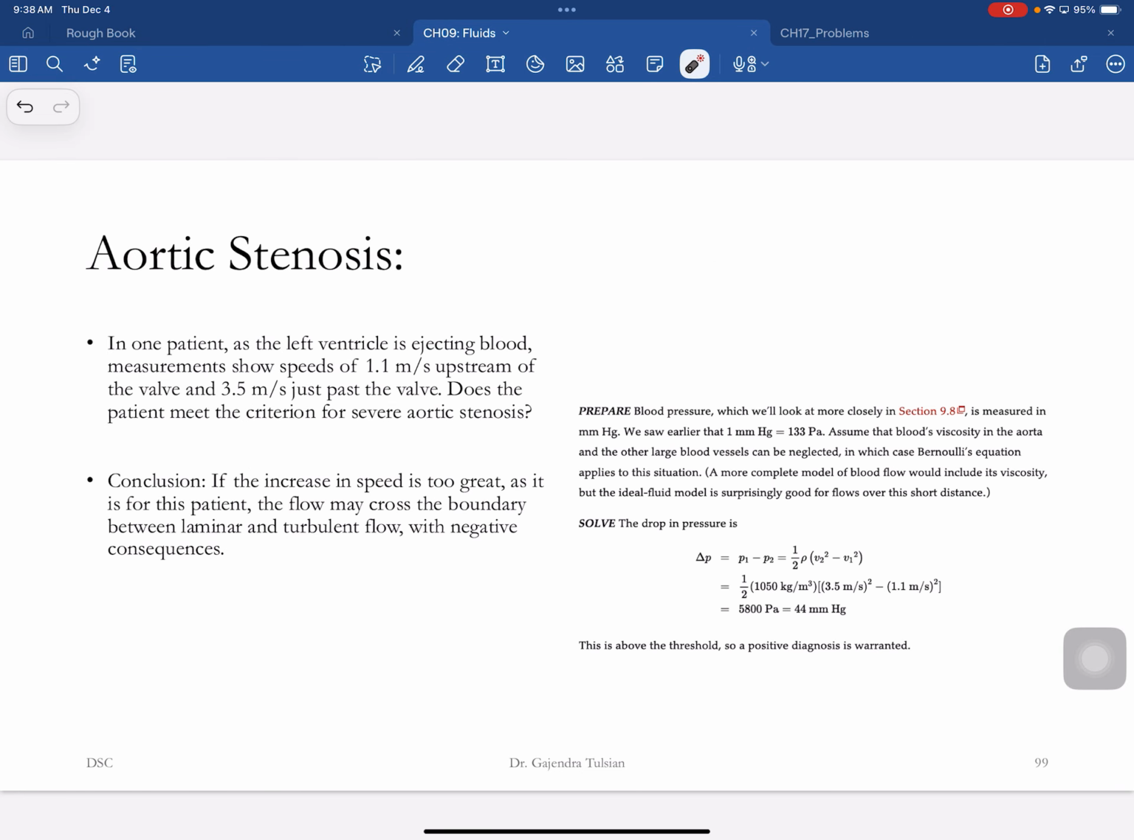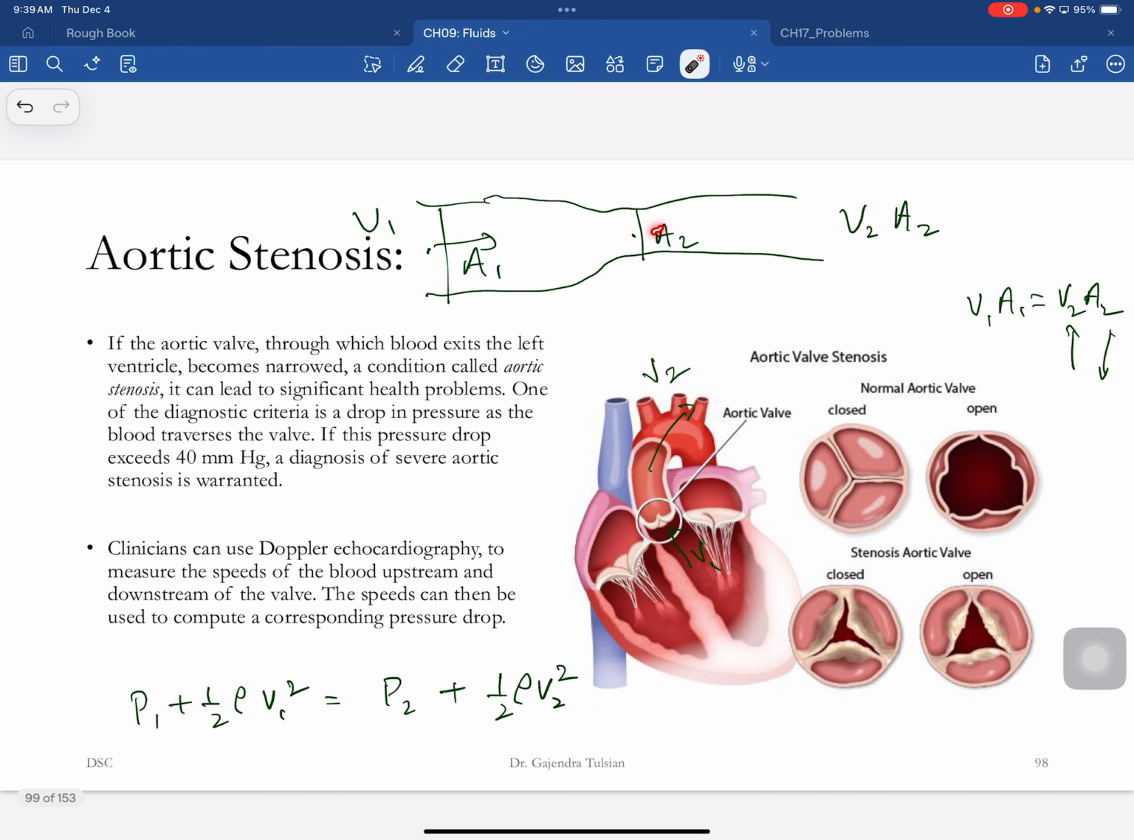This is straight from your book. Okay, so the speed is measured before the valve. Upstream of the valve, it's 1.1 meters per second in a patient. And measurements show speed upstream of the valve and 3.5 meters just past the valve. The speed here is measured to be 3.5 meters per second, and this is 1.1 meters per second. 1.1 meters per second is roughly the speed at which you walk. So 3.5 meters per second is 3 times that speed.